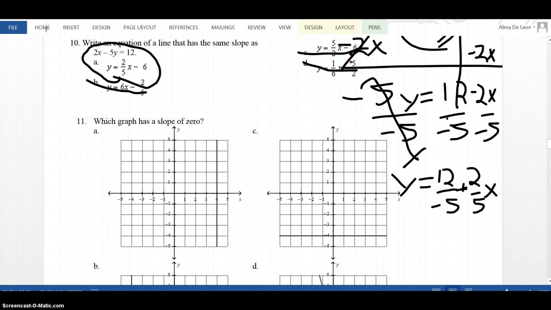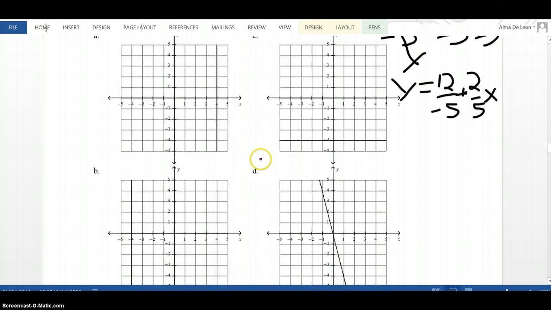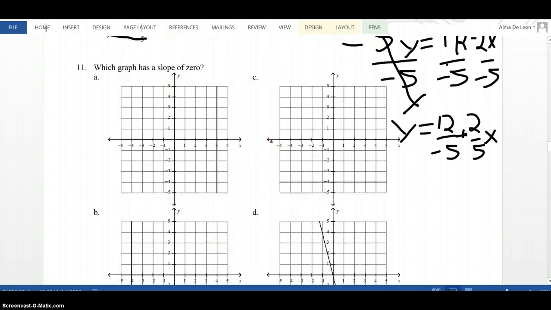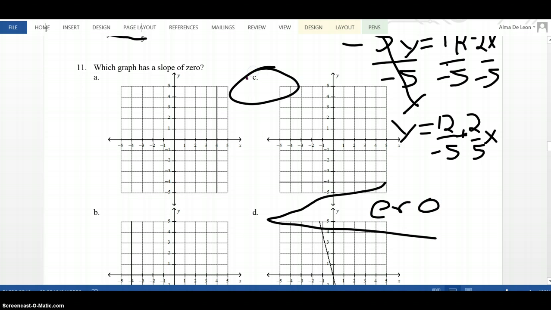Number 11. Which graph has a slope of 0? An easy trick is if you ever see a flat line, you can make a Z out of it. So for example, if I'm looking at answer choice C, using a flat line, I can make a Z for 0 for it, and I know that my answer has to be C.